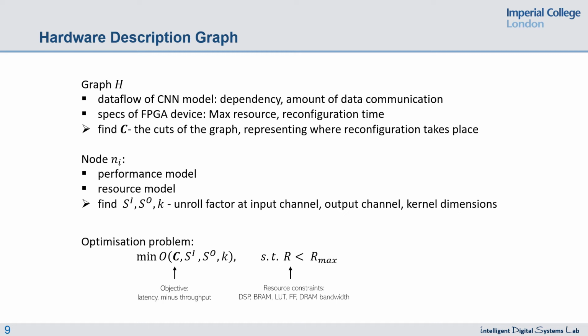Each node in the hardware description graph corresponds to a computation kernel in the stream architecture, and the node stores the corresponding resource and latency models. These models can either be provided by the backend developers or by us. For each node, we are able to find out the unrolling factors at input channel, output channel, and kernel dimensions, which are commonly used across the backends. Finally, with the hardware description graph, we can abstract the optimization problem into the following equation.